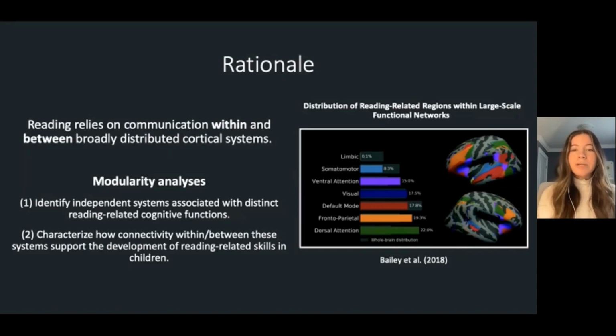We can index this information transfer by analyzing the sensor-by-sensor synchronization of EEG signals. If we model this communication as a graph or a network, we can use modularity analysis to first identify independent systems associated with distinct reading-related cognitive functions, and second, characterize how connectivity within and between these systems support the development of reading-related skills in children.